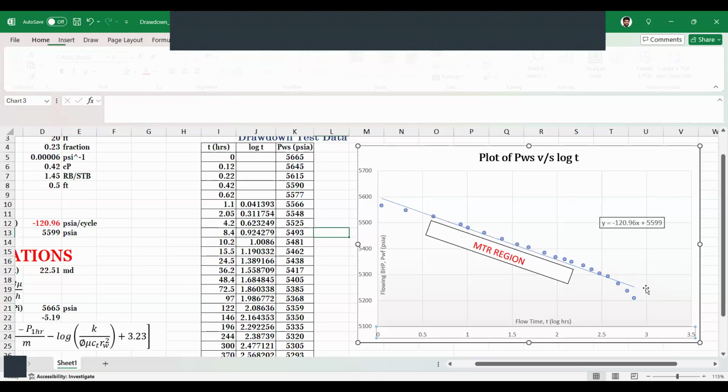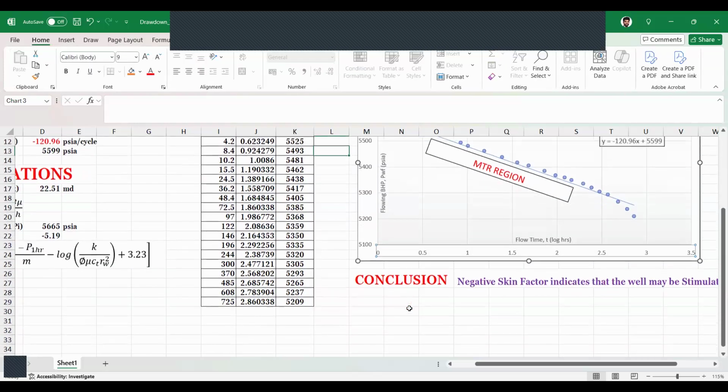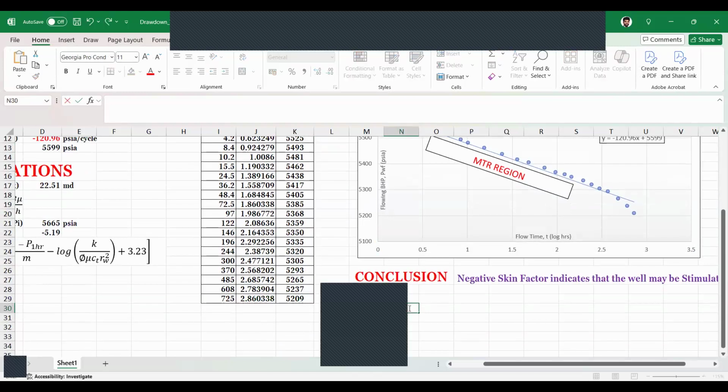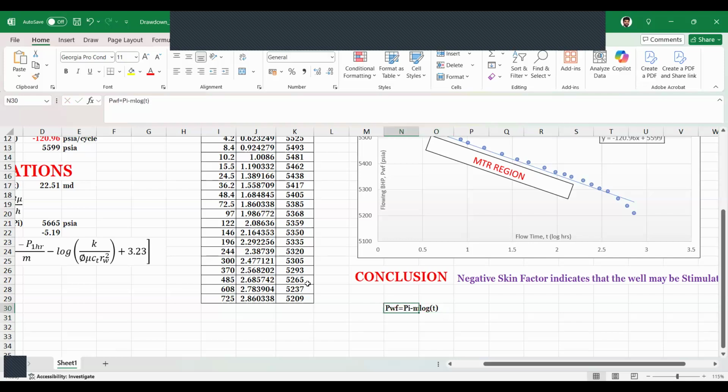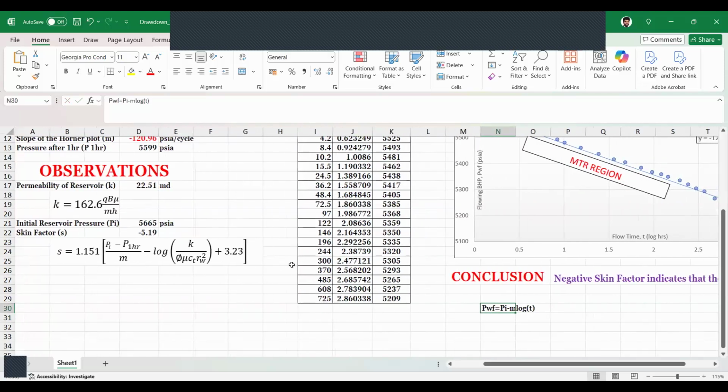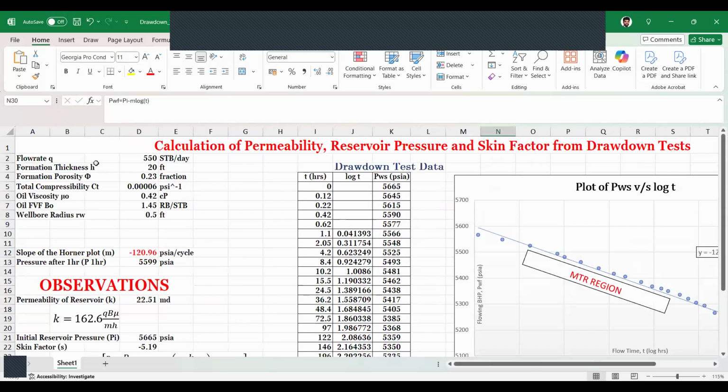As I've told you, Pwf will be Pi minus m log t in a drawdown test, because the Pwf is now decreasing with time. So m is the slope. You can see there are calculations given here. The flow rate currently is 550 STB per day, which is constant, and the thickness is 20 feet.